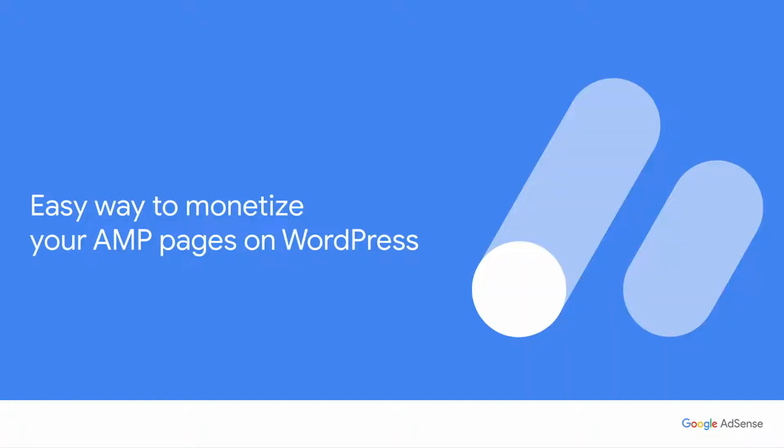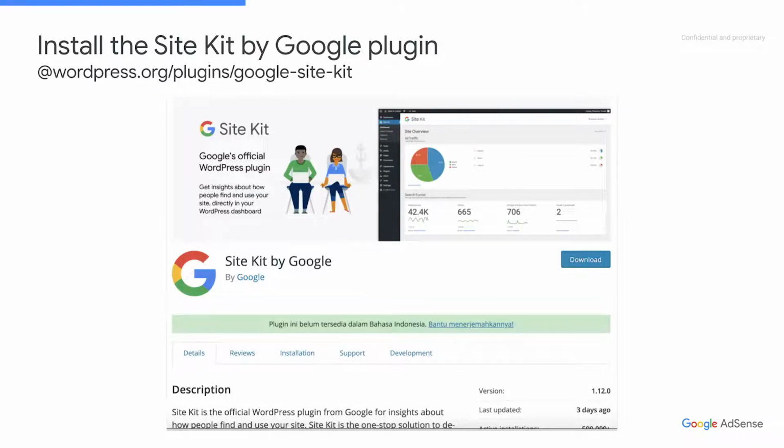For WordPress users, there is a very simple way to start monetizing with AdSense, both for AMP and non-AMP pages. With this method, you don't have to worry about inserting ad codes. To do so, you'll need to install Site Kit, Google's official plugin, which brings stats and functionality from key Google products like Analytics and AdSense to WordPress publishers.